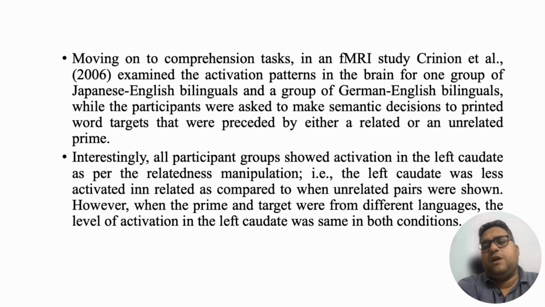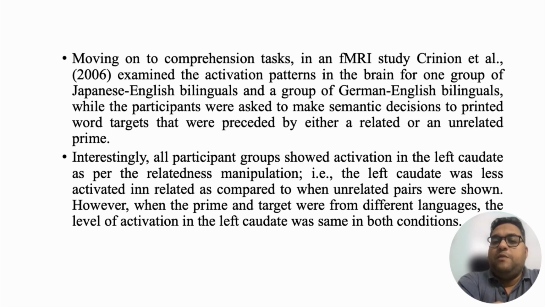Here, the participants were asked to make semantic relatedness decisions to printed word targets that were preceded either by a related or an unrelated prime. And these primes and targets could belong to the same language or could come from different languages. Interestingly, both of these participant groups showed activation in the left caudate nucleus as per the relatedness manipulation. That is, the left caudate was less activated in related conditions as compared to the unrelated condition.